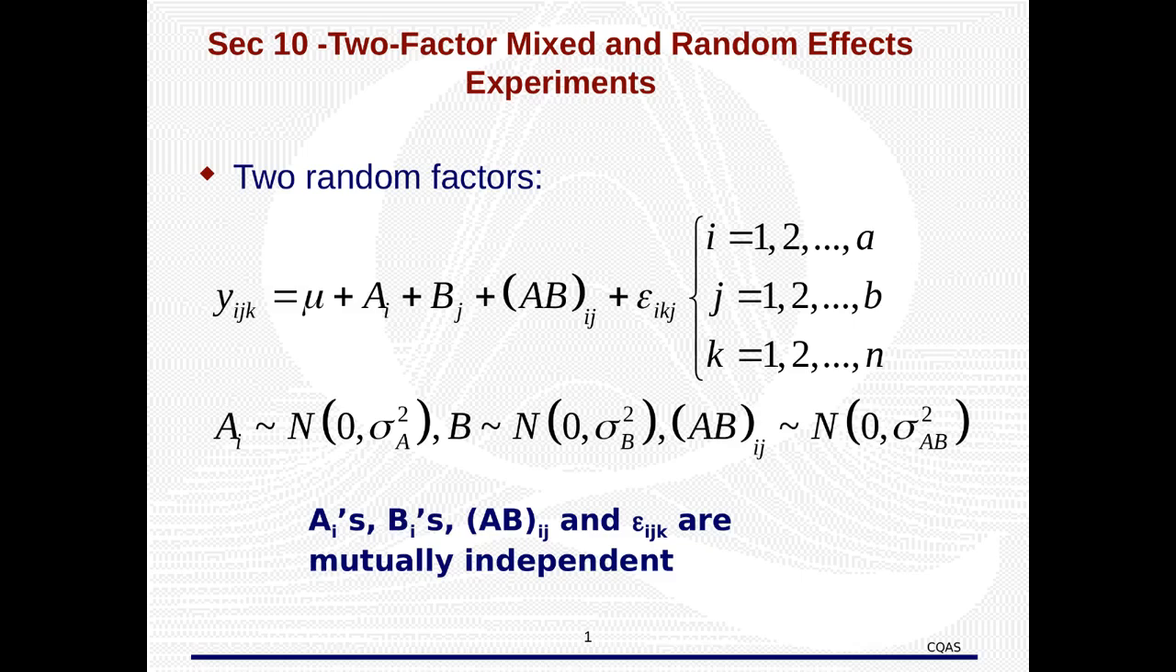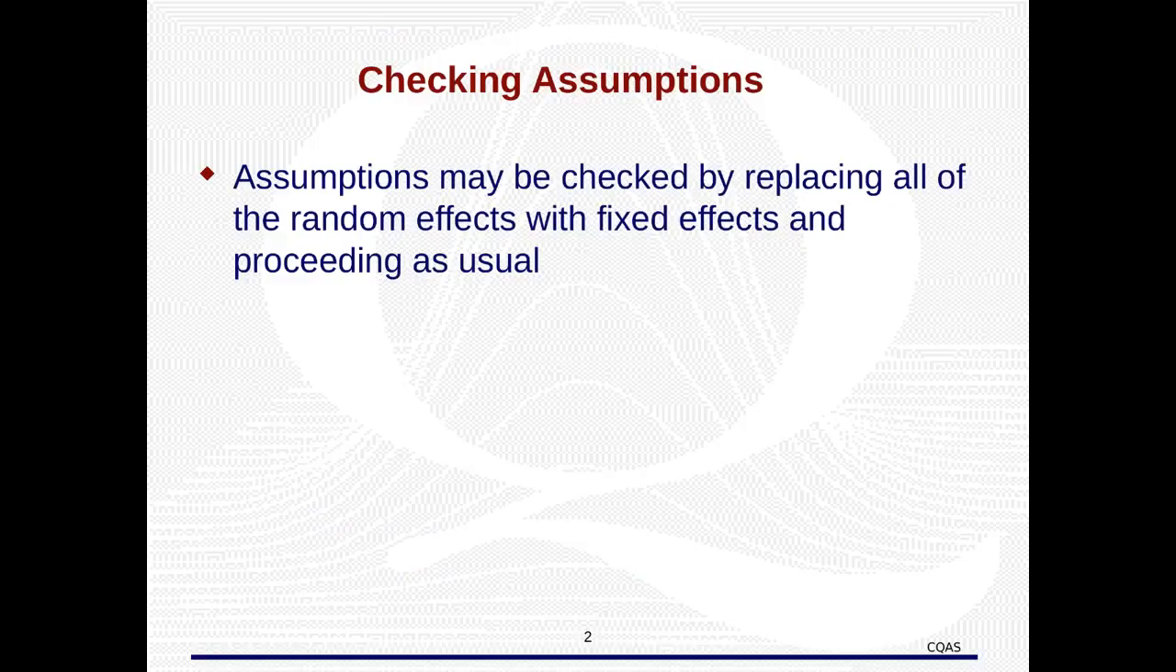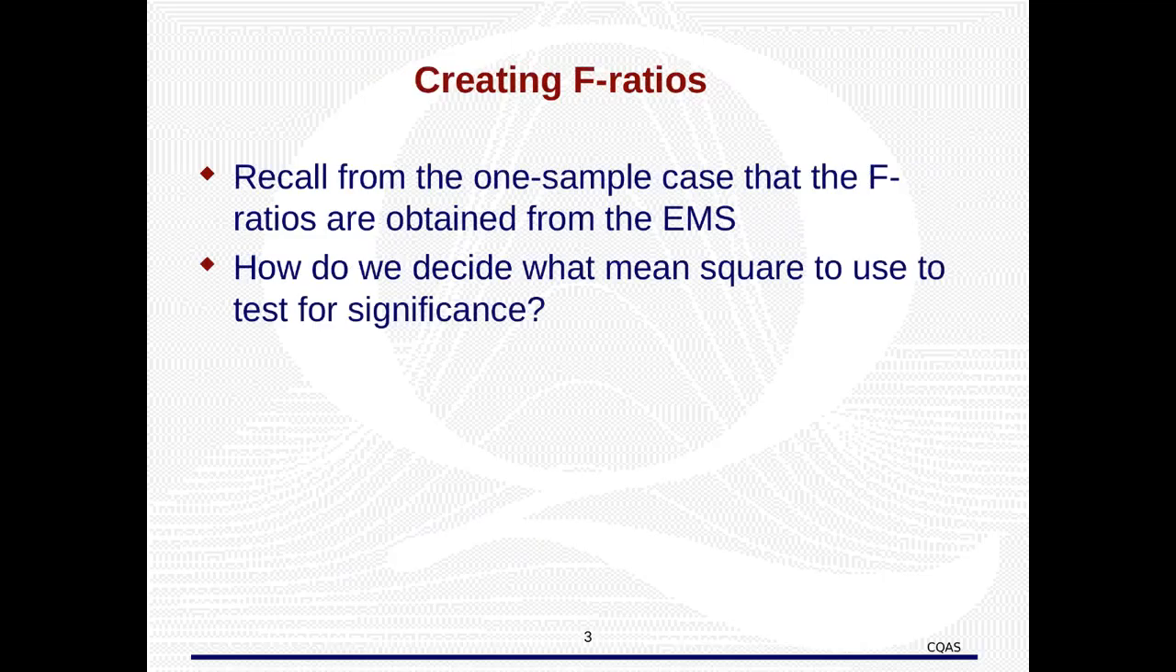Here is the model for a two-factor random effect experiment. Notice that both main effects and the interaction are random, so they have a distribution. We will check the assumptions in the same manner we did for the fixed case. We need to create the EMS table so that we can determine the correct test statistic.